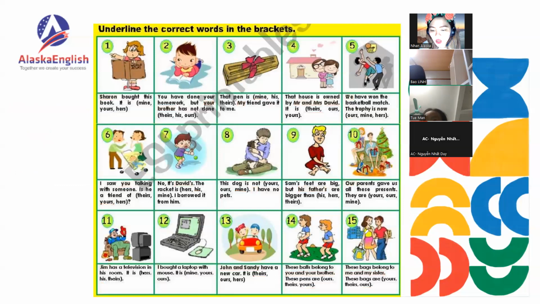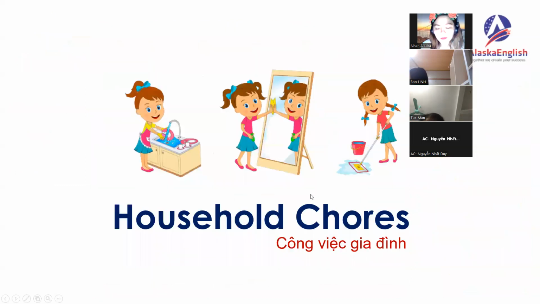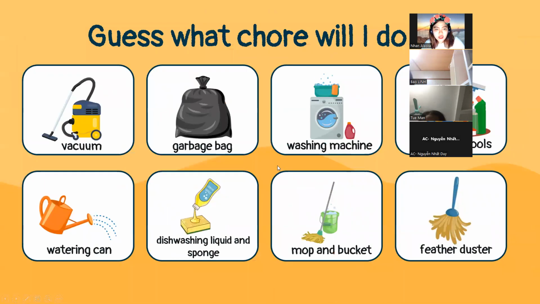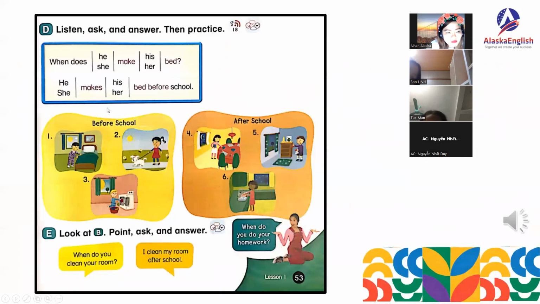All right, so now we are going to go back to our lesson last time, which is discussing household chores. Girls, if you still remember, we learned about the frequency, which was our lesson last time, on how frequent something happens, or when they do a specific activity, like the difference between am and pm, right?